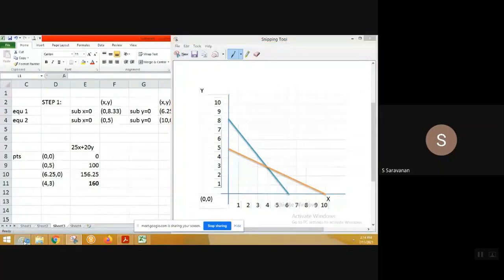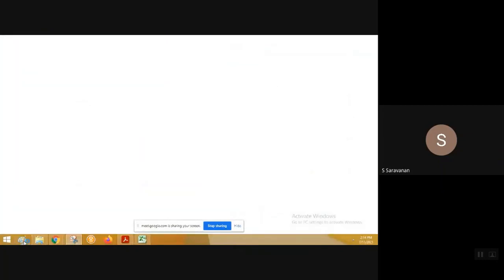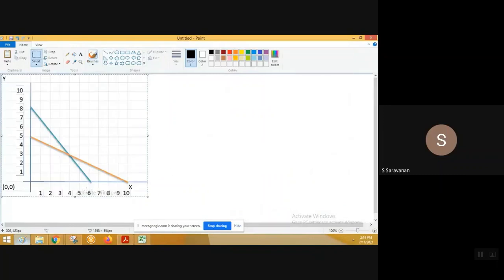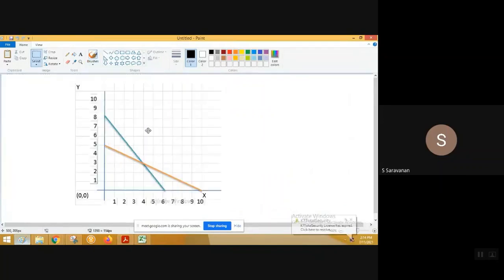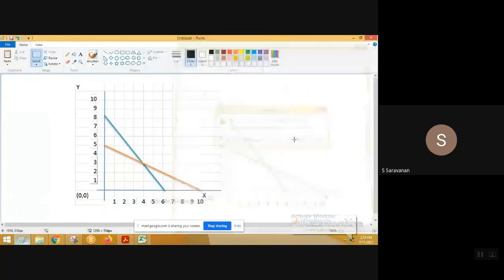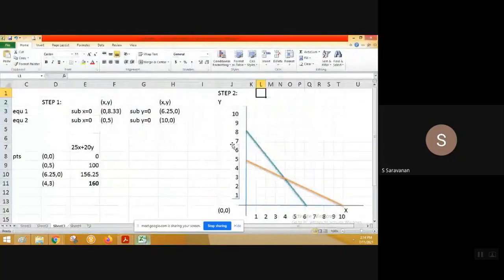Okay, I'll just go to accessories and I'll just let you know how to identify the common area. Just try to understand what I'm saying. See here, both the equations are less than or equal to or greater than or equal to.